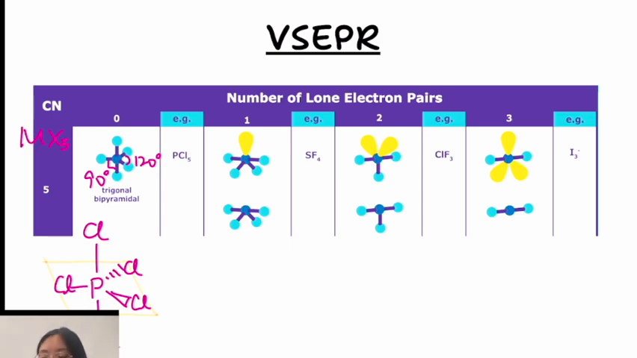What if one of these 5 bonding pairs is replaced by a lone pair electron? Then it's going to form this. One of these 3 bond pairs will be replaced by the lone pair electron, and then you will have the shape of the seesaw.